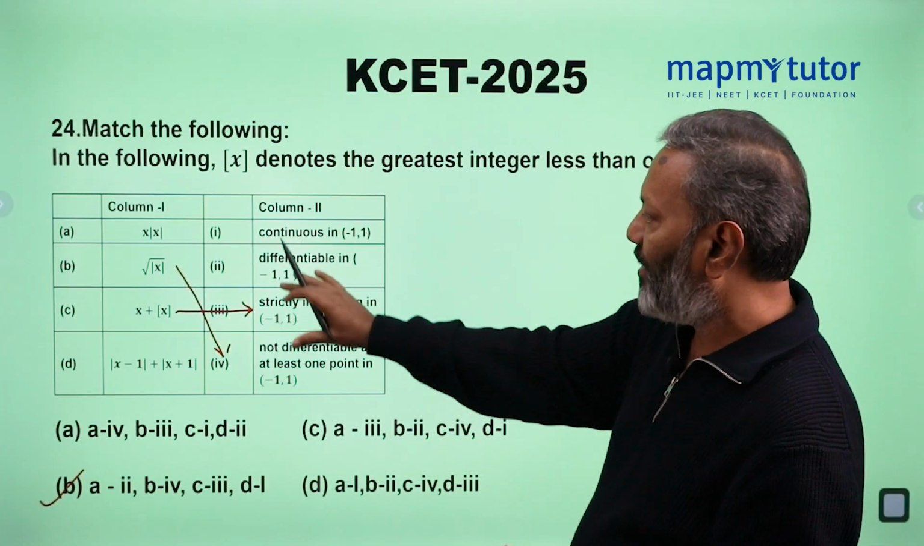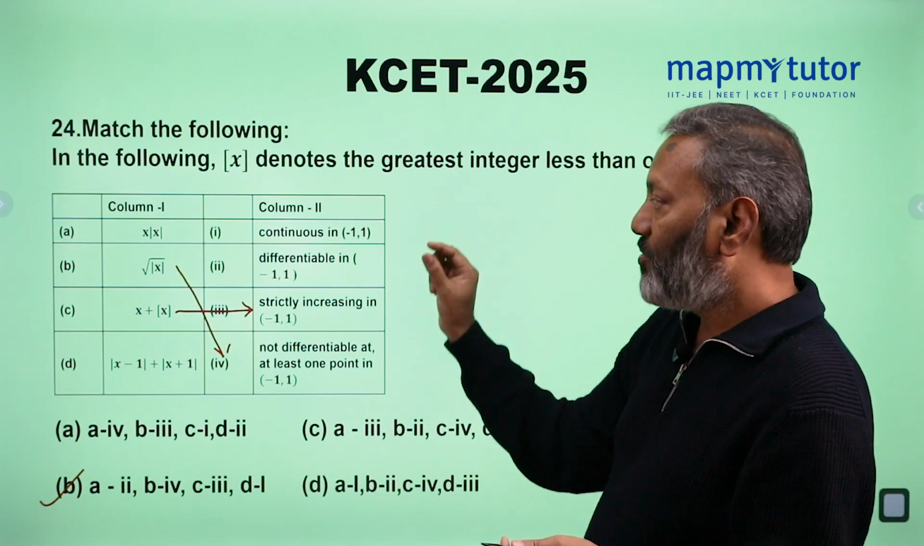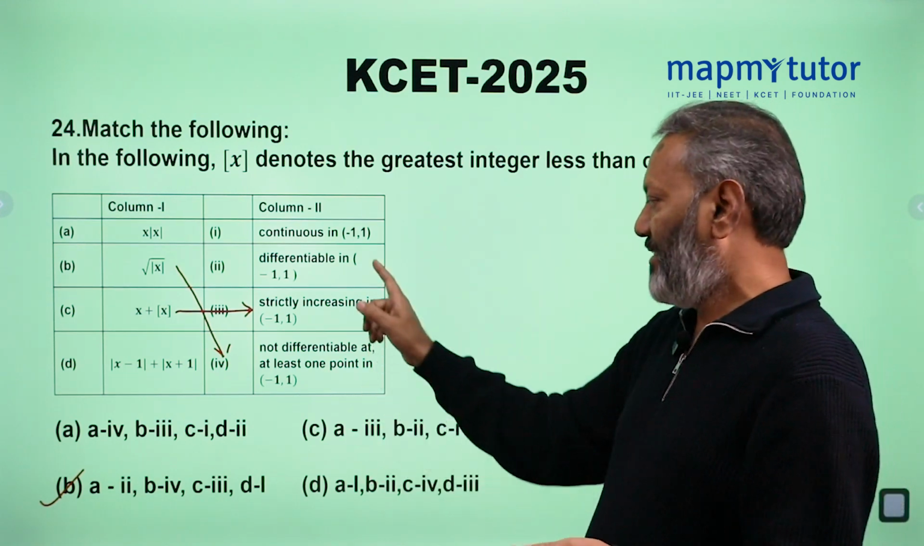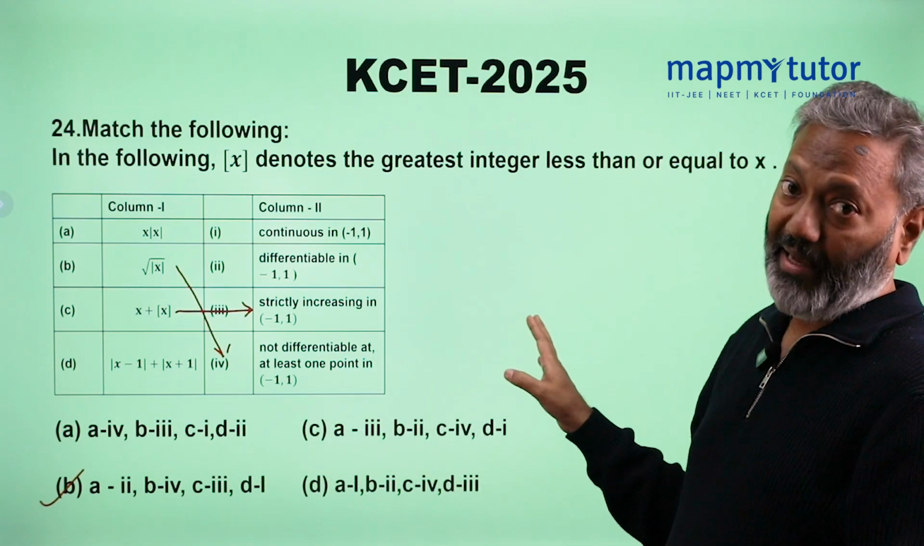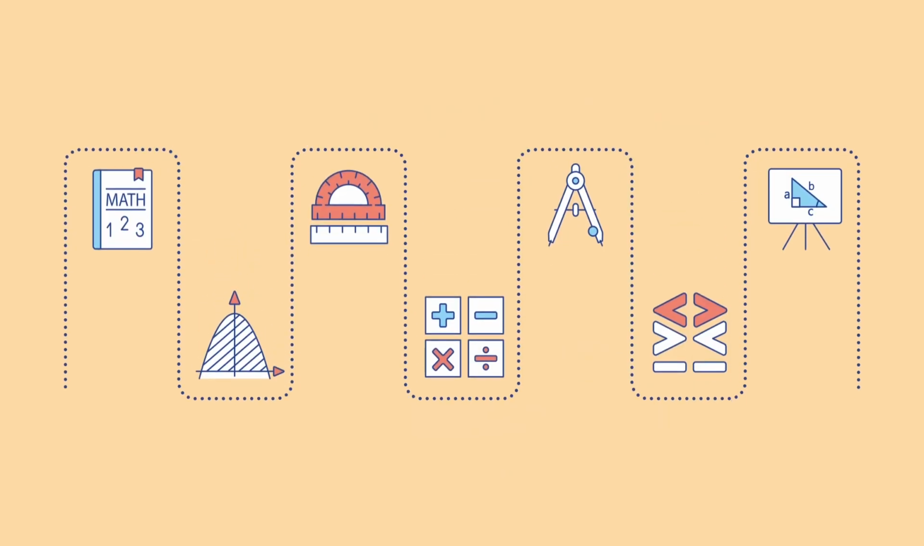So whenever these kind of single matchings are given, then you take one or two easy functions and match them, and check the options where they lie. And once you got it, yes, the job is done. Okay?